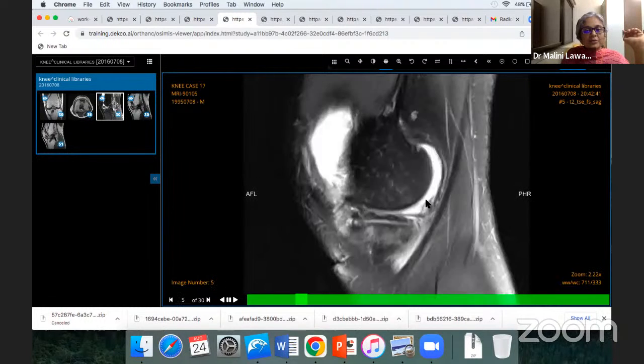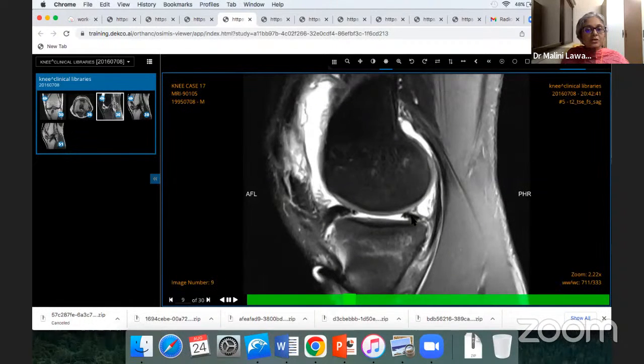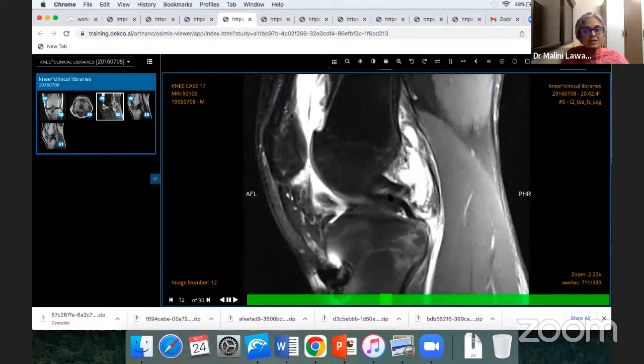We'll see on T2 images, again, same thing. There's no body seen. Barely it is seen in one section. No bow tie appearance. Posterior horn looks small. Anterior horn looks larger. Looks like two anterior horns. This is the original anterior horn. And this looks like a double PCL, additional PCL.